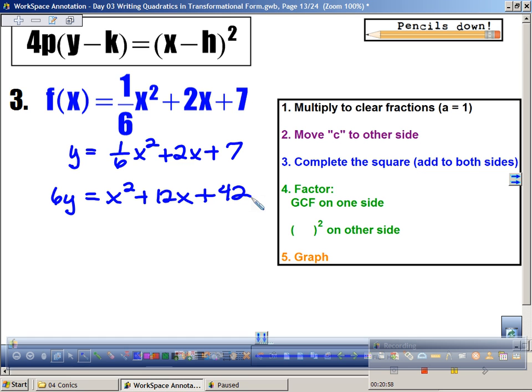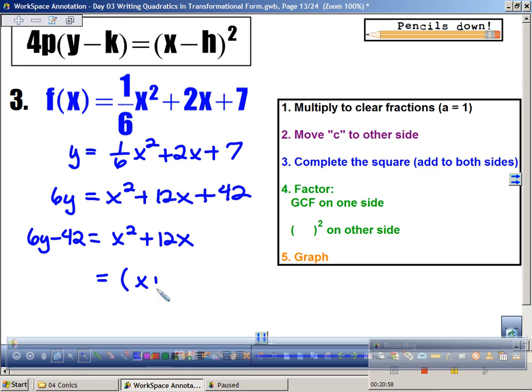What's my next step? Move the c to the other side. So when I move the c to the other side, I get 6y minus 42 equals x squared plus 12x. Now I got to complete the square. What would complete my square?